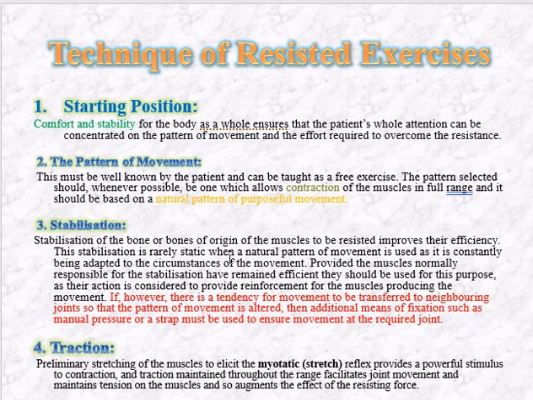Stabilization is really static. When a natural pattern of movement is used, it is constantly being adapted to the circumstances of the movement. Provided the muscles normally responsible for the stabilization have remained efficient, they will be used for this purpose, as their action provides reinforcement for the muscles producing the movement. If, however, there is a tendency for the movement to be transferred to the neighboring joint so that the movement pattern is altered, then additional means of fixation, such as manual pressure or a strap, must be applied to ensure movement at the required joint. Otherwise, stabilization is more than enough.